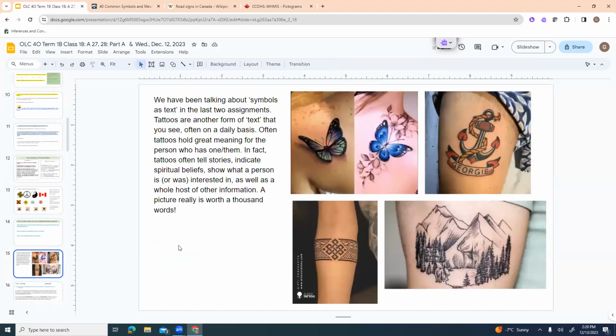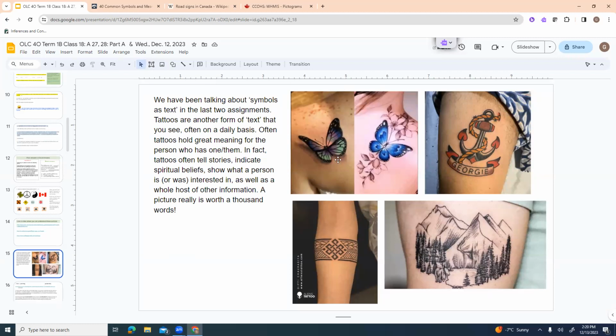This is just my own addition. We've been talking about symbols as text in the last 2 assignments. Tattoos are often another form of visual text that you see often on a daily basis. Tattoos often hold great meaning for the person who has one. In fact, tattoos often tell stories, indicate spiritual beliefs, show what a person is or was interested in, as well as a whole host of other information. A picture really is worth 1,000 words.